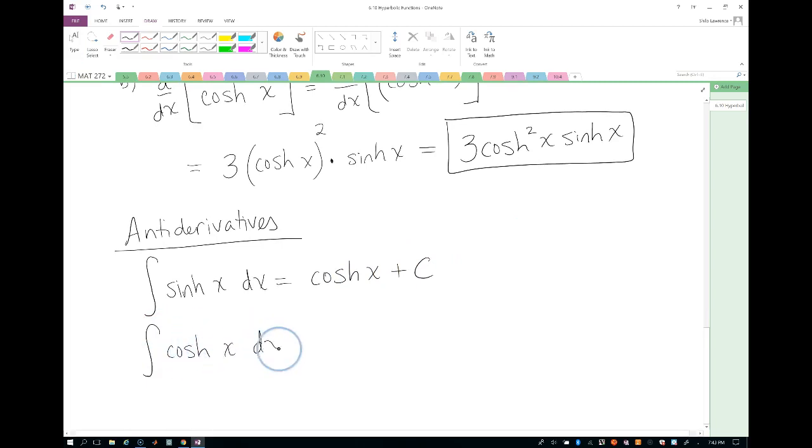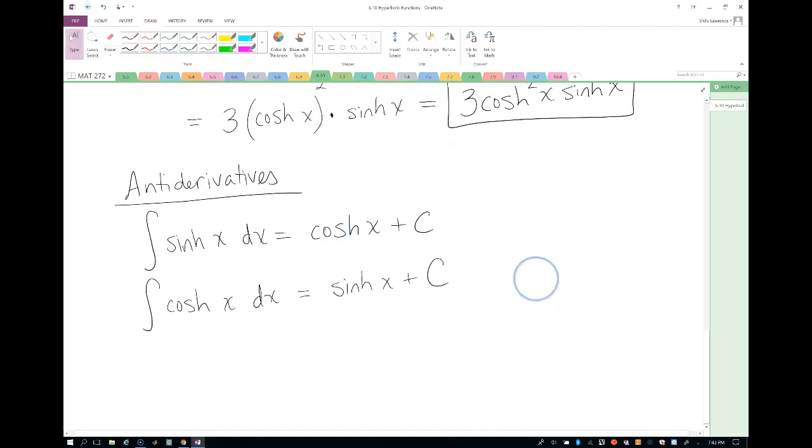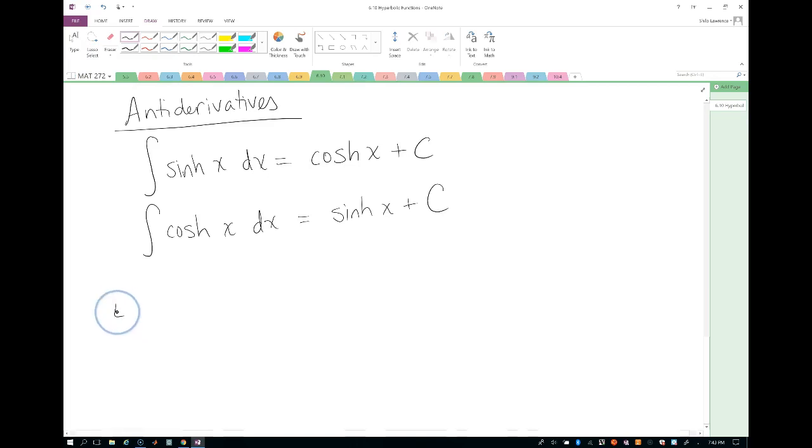And like most of our more complicated trig antiderivatives, if we're ever asked to do any of these, we're probably going to have to do a u substitution. And the u substitution is for that angle. So I'm just going to do one of these really quick, and then we're going to look at an application problem.